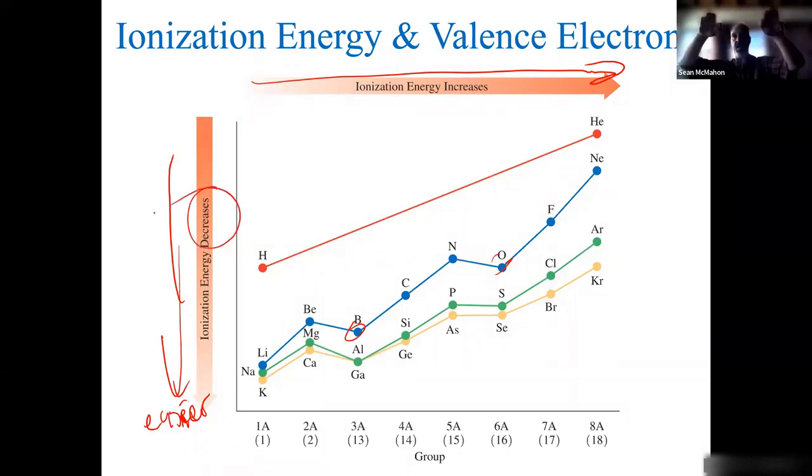If I go left to right, now I'm in the same shell, but there are more protons pulling on that shell, so there's a contraction. So now, compared to the nucleus, the shell's closer. It's harder to remove those electrons, so it increases.